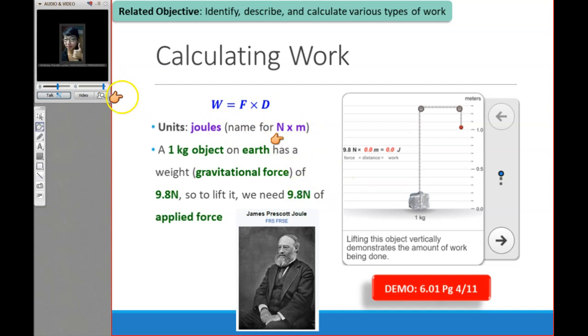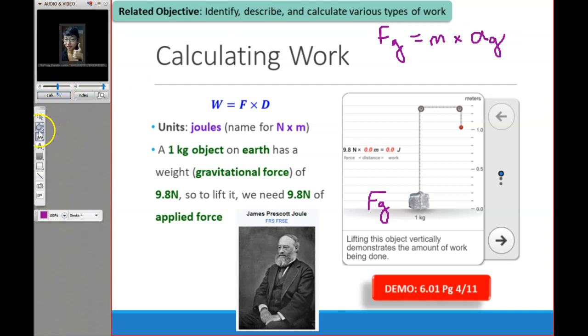So let's go ahead and take a look at an example here. So we have a 1 kilogram object, all right? So what we need to do is figure out what is the force due to gravity on a 1 kilogram object. So the force due to gravity, remember, equals the mass of the object times the acceleration due to gravity on the object. Okay, so take a look here. This object is 1 kilogram. Is that the mass or the acceleration? Tell me in the chat box.